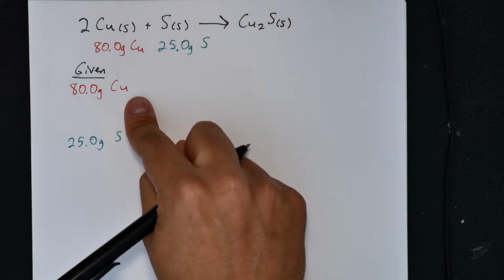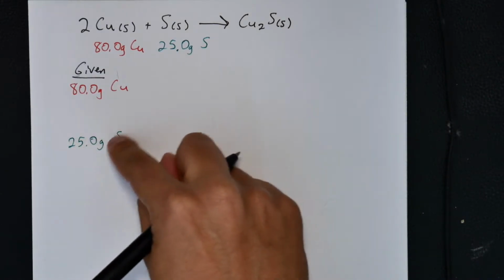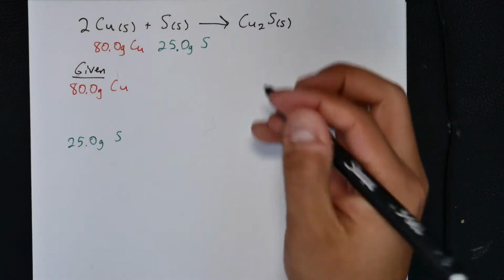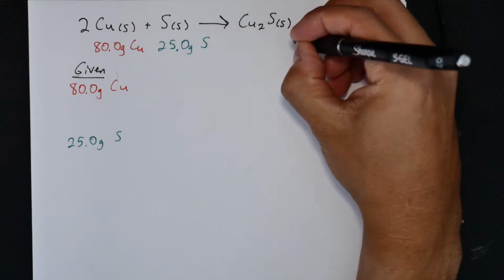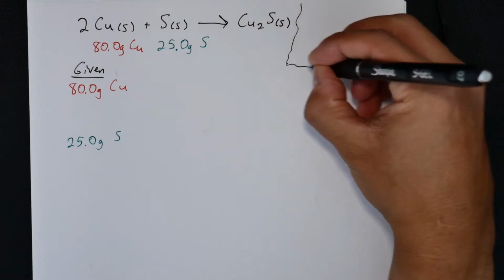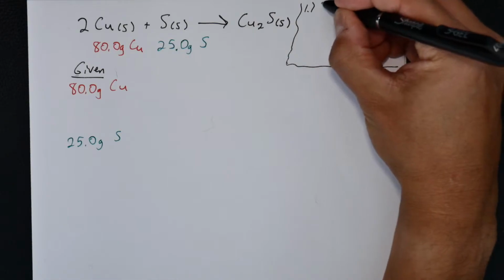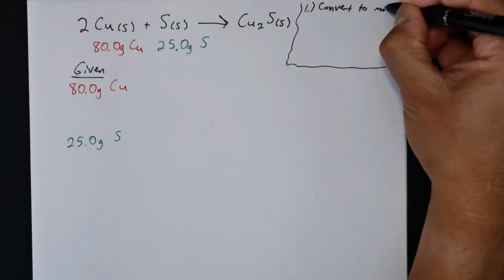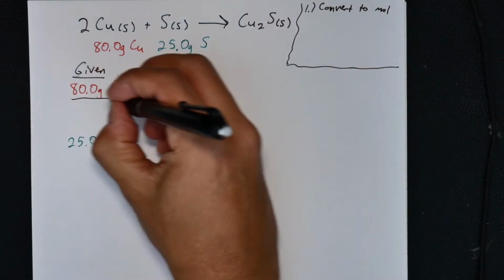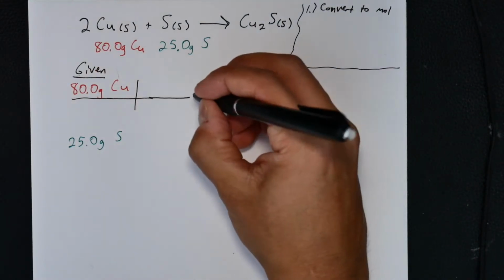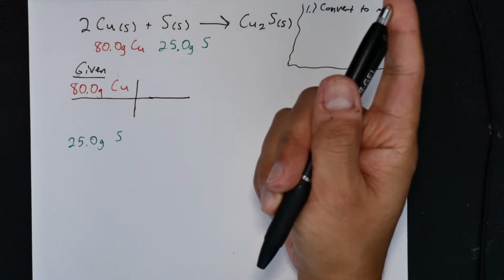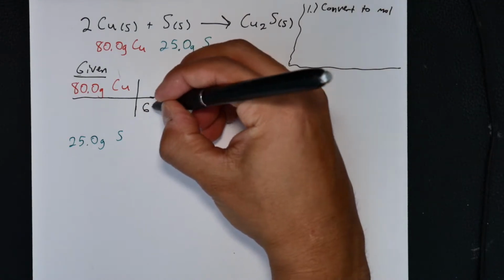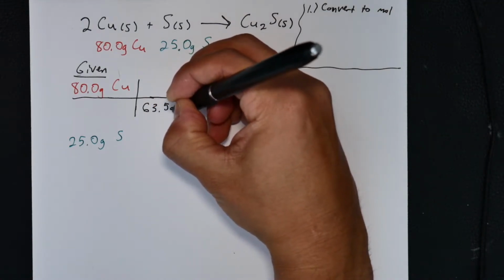So step 1 in these types of problems, which is step 1 in all of these types of problems from this chapter, is always convert to moles. So step 1, we'll write this over here so that way you have these steps. Step 1, convert to moles. That's always going to be step 1. So let's convert our grams of copper into moles of copper. Looking at the periodic table, copper has a molar mass of 63.5 grams per mole.